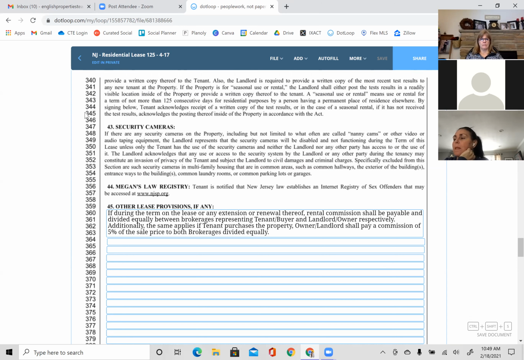If the property is for seasonal use, the landlord can post the test results in a location at the property. So for example, if they're doing summer rentals, instead of giving it to each individual person that's renting it every week, they could have it posted to show what the results were. That way, if they're renting it for 4 weeks in July, those 4 different tenants have access to the report.